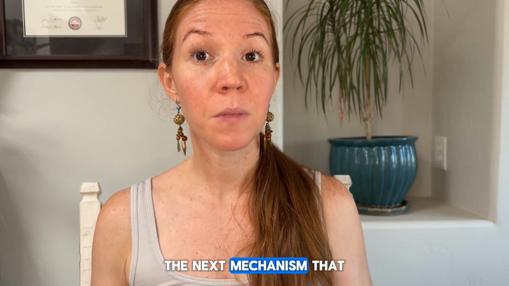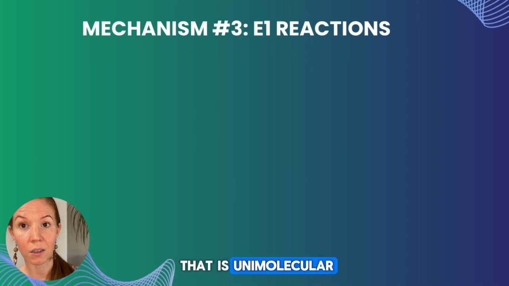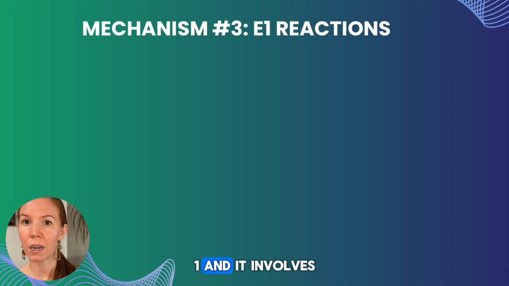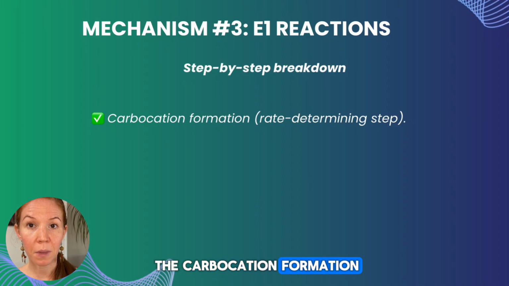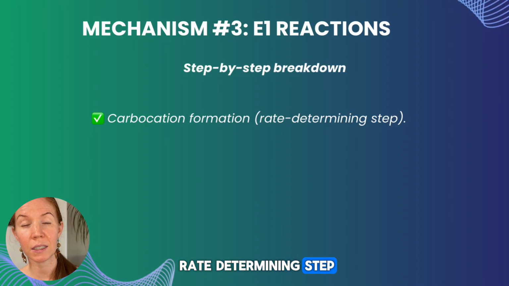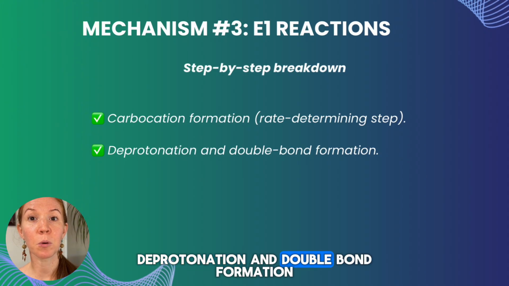The next mechanism that we'll look at is E1 reactions. E1 stands for elimination that is unimolecular. It's similar to SN1 and it involves two steps. The first step is the carbocation formation, and this is the rate-determining step, just like in SN1. The second step is the deprotonation and double bond formation.